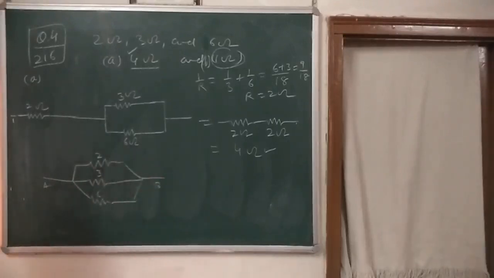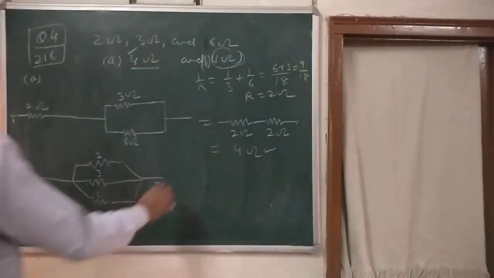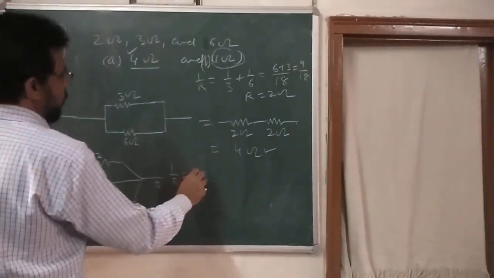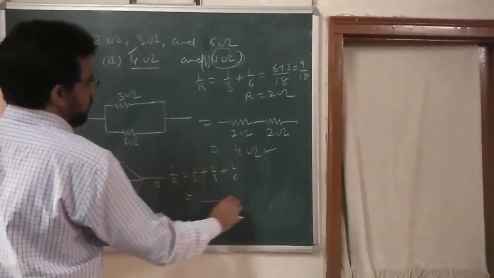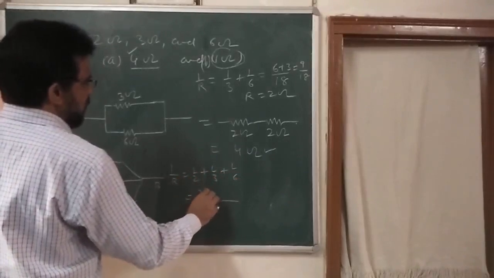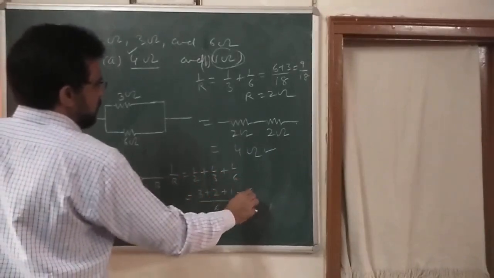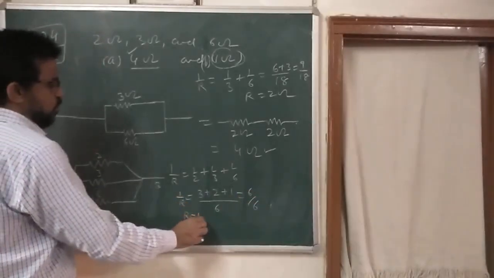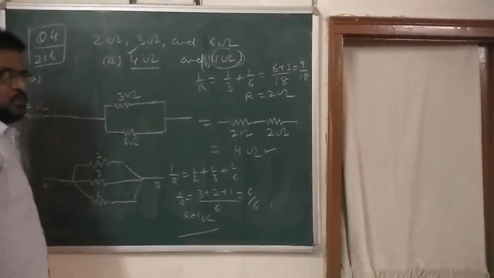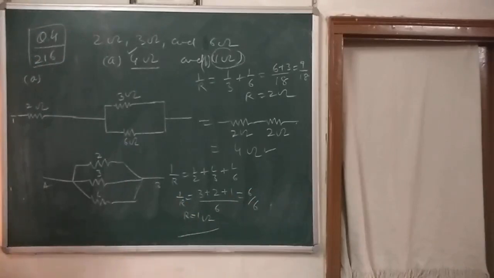Then what is that? 1 upon R is equal to 1 upon 2 plus 1 upon 3 plus 1 upon 6. 6 is the LCM, so it is 3 plus 2 plus 1, that is 6 by 6. So the resultant here is 1 ohm. Okay, so this is the way.